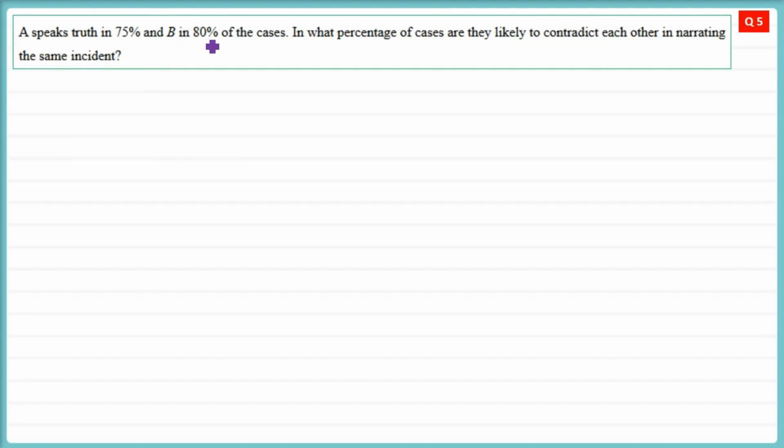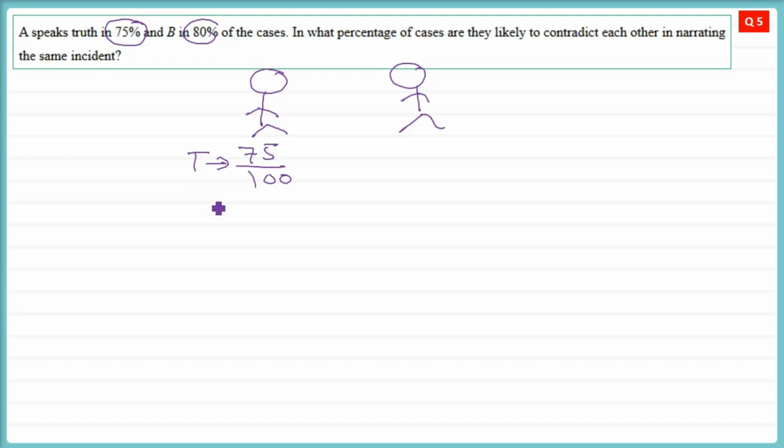A speaks truth in 75% and B 80% of the cases. So in 75% of the cases A speaks the truth and B speaks 80% of the time. In what percentage of cases are they likely to contradict each other in narrating the same incident? So they are two persons, and the input given is 75% correctness for A, 75 by 100. The second person says truth 80% of the time, so 80 by 100. So 0.75 is the probability of A speaking the truth, and 0.80 is the probability of B speaking the truth.